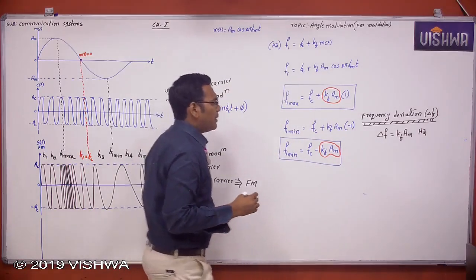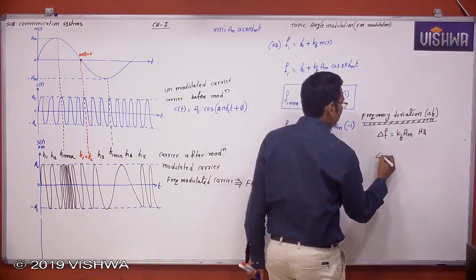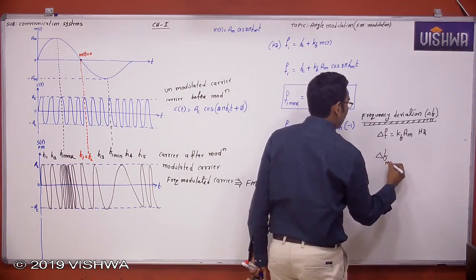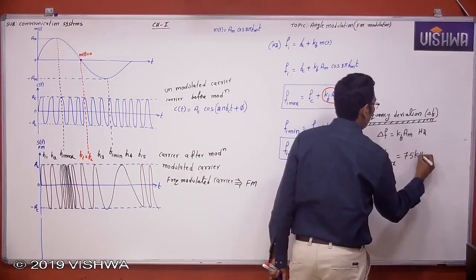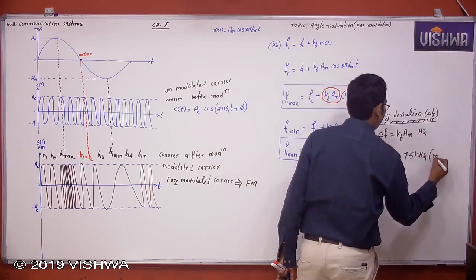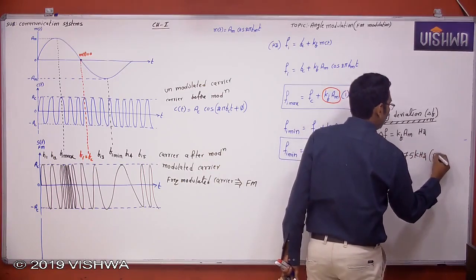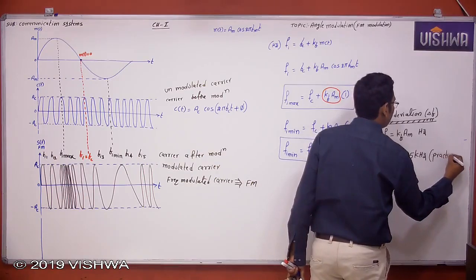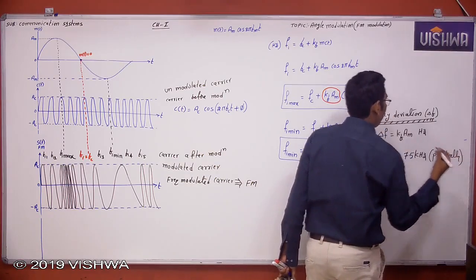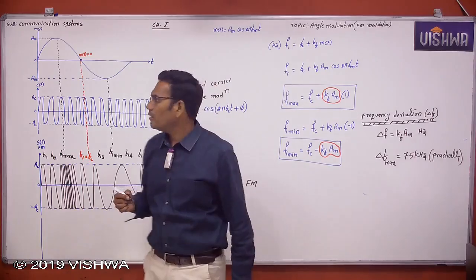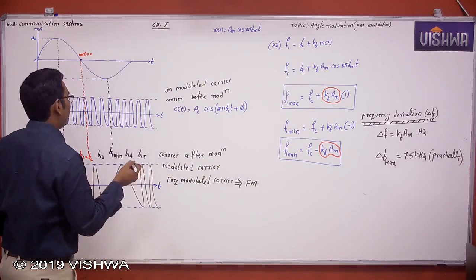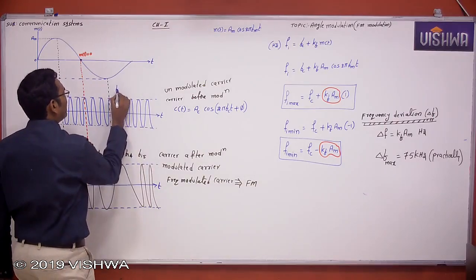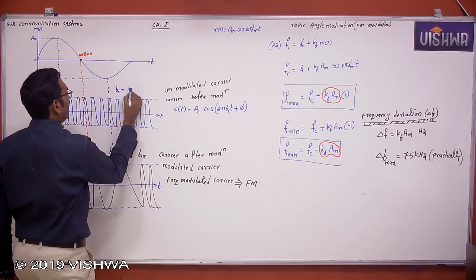Understand? Practically, the maximum frequency deviation is 75 kilohertz. What is the meaning of that? Let us take, for example, that the frequency of the carrier before modulation is 100 kilohertz.